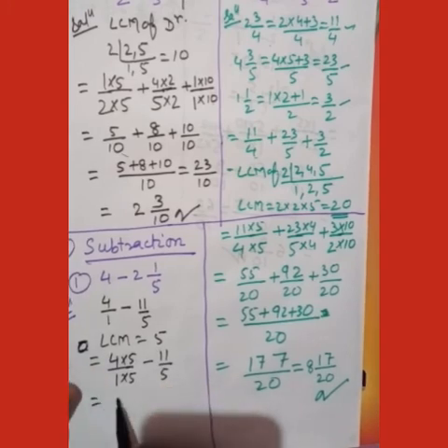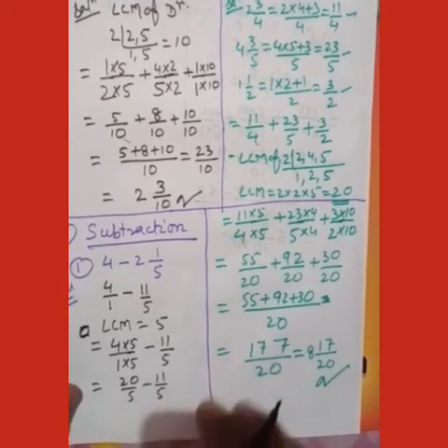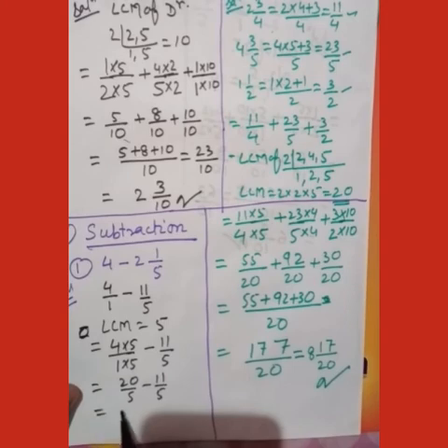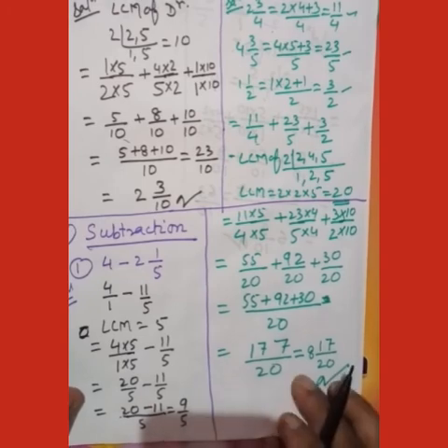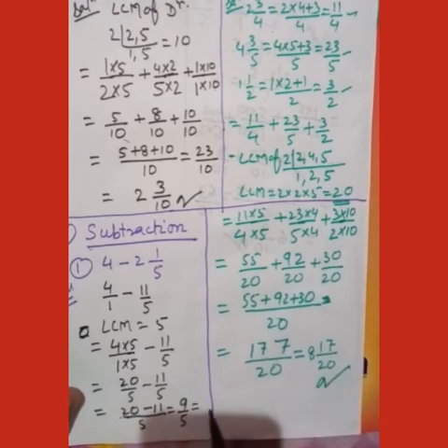Okay, now write here 20 upon 5 minus 11 upon 5. Now we have got the common denominator, so whatever is written in numerator you write and subtract it. Okay, now 9 upon 5. Now we can convert this into mixed fraction. 5 1s are 5 and 4. This is our answer. Like this we used to do in subtraction.